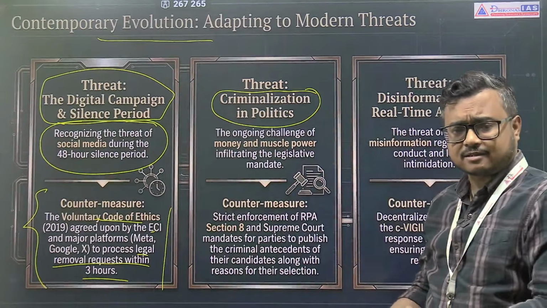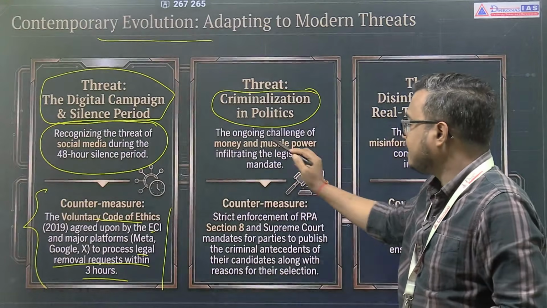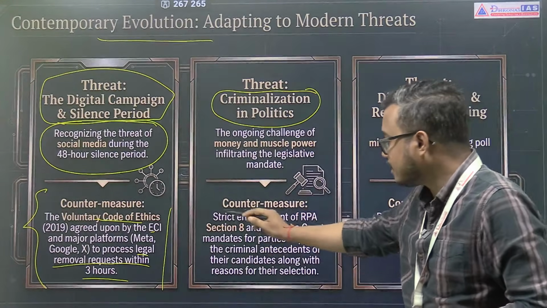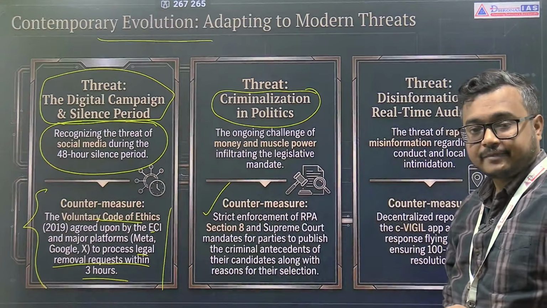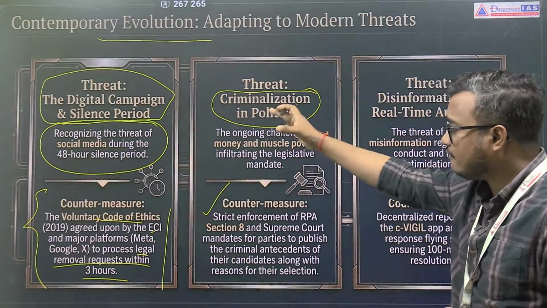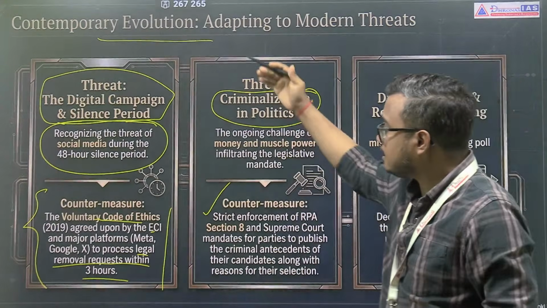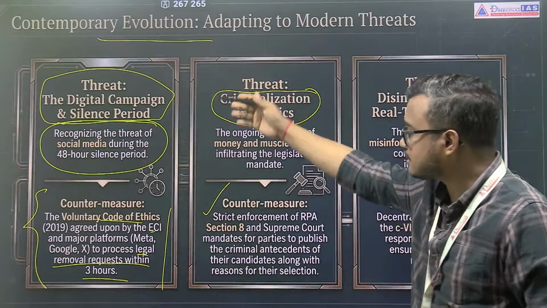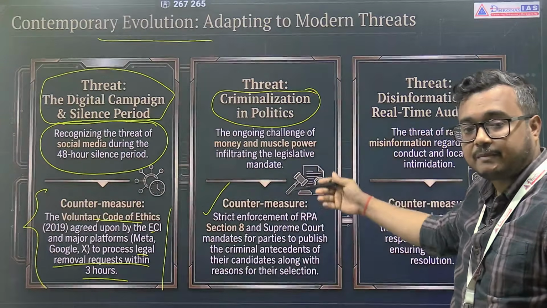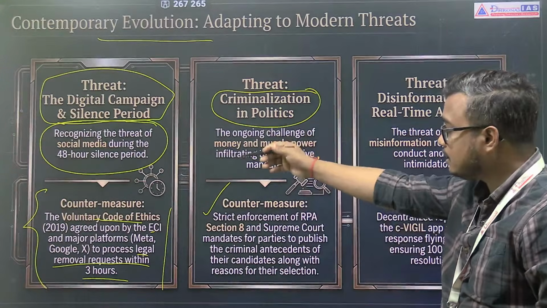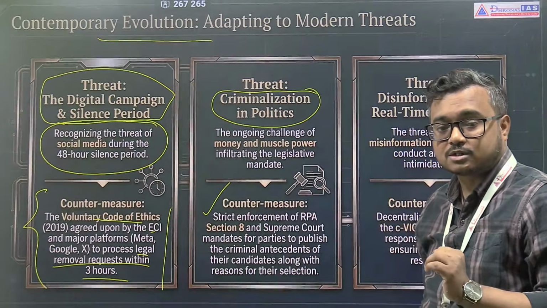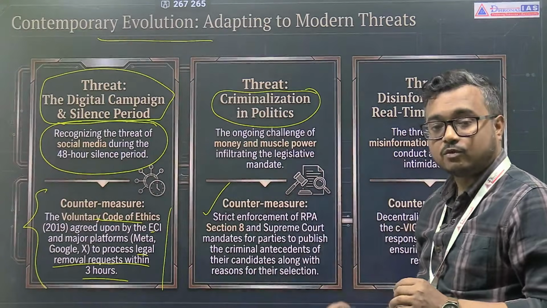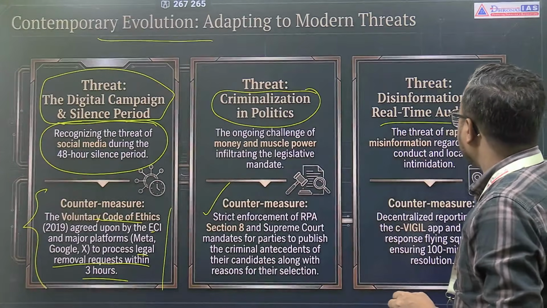What about another threat? Criminalization, and that's a real threat in India, right? So money and muscle power. What about the countermeasure? We have already checked Section 8. This is a way of answer writing also. You can make 3 columns, threat and countermeasure, threat and countermeasure. It will look very good, and you have to write very few words, but powerful words.